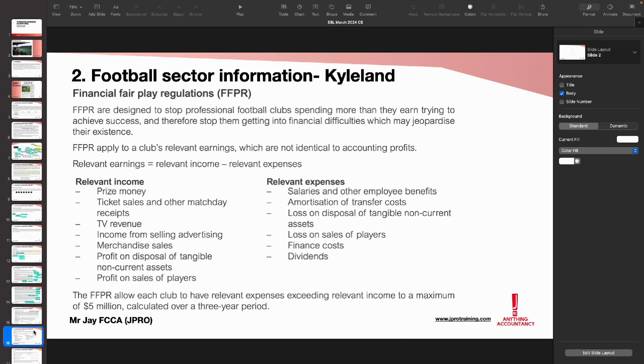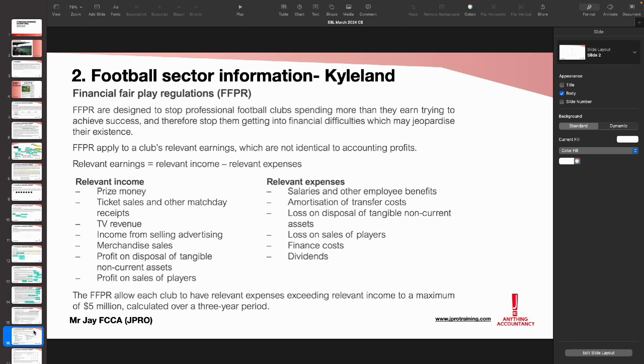Your costs that you're allowed to deduct are your salaries, your amortization or transfer costs, loss on disposal of tangible non-current assets, and loss on sale of players. You got your finance cost. Pay attention, dividend has been included here also. This is very important because you need to see the club and their ability to pay, and also whether the dividends have been important for the owners.